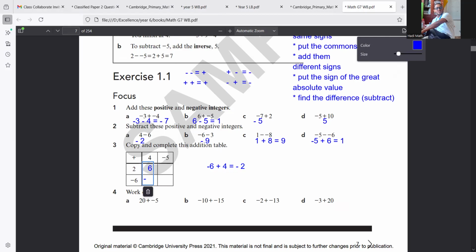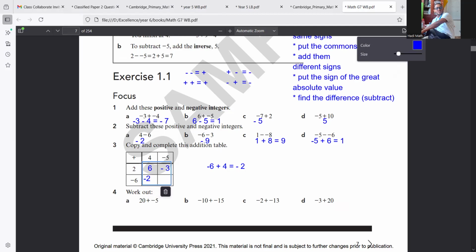Let's see the other question here. We have 2 and negative 5. 2 and negative 5, they are different signs. The greater absolute value is 5, and the sign of it is negative. The difference between them is 3.